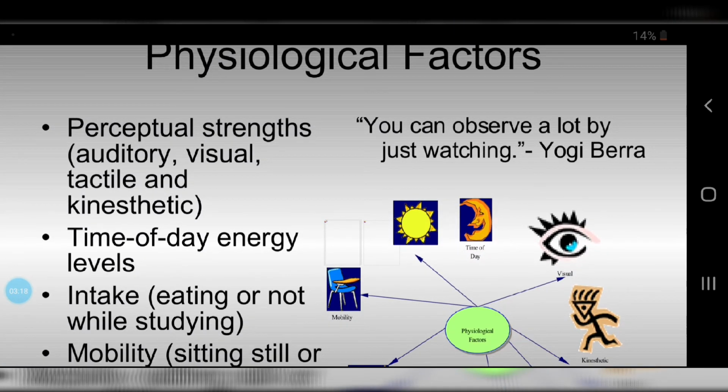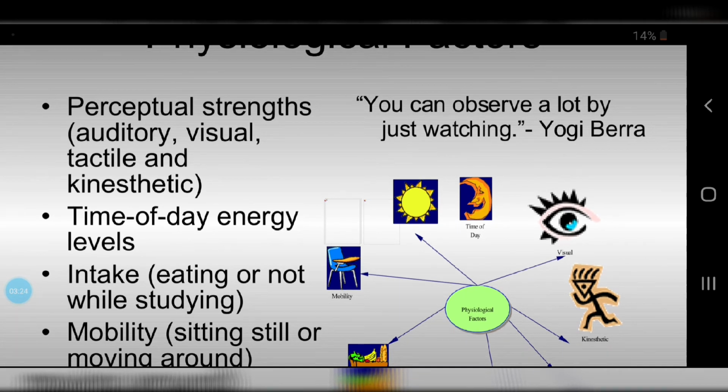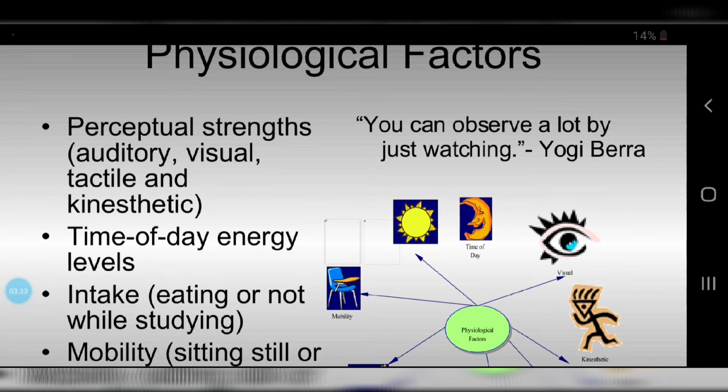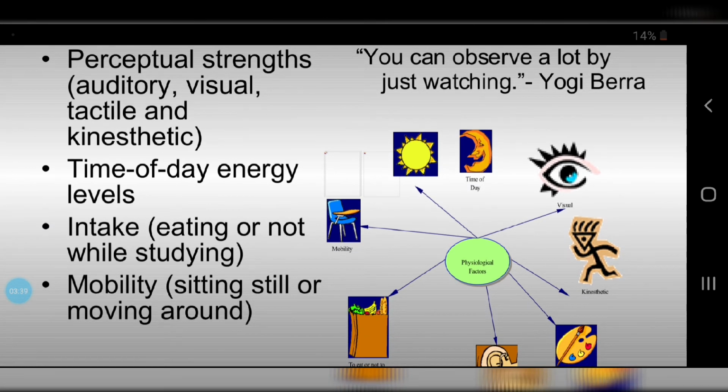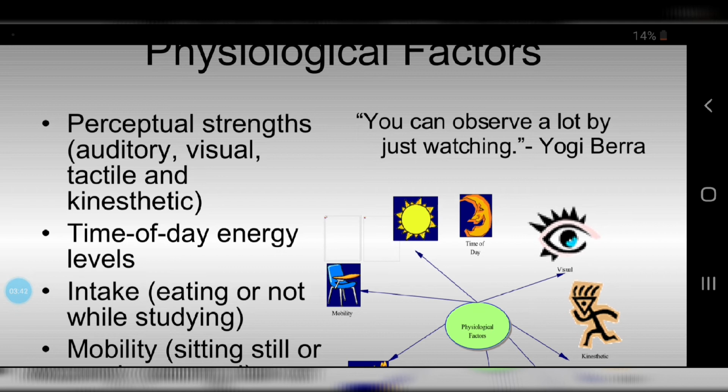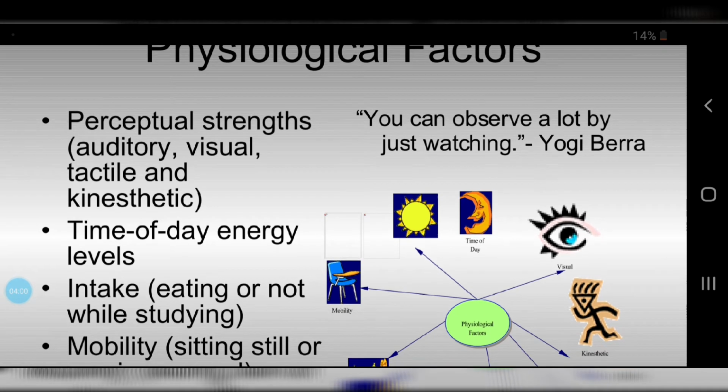Now for physiological factors, we have perceptual strengths: auditory, visual, tactile, and kinesthetic. And then we have the time of day, energy levels, intake, eating or not while studying, and mobility, sitting still or moving around. For example, many people refer to themselves as night owls or early birds because they function best at night or in the morning. So that refers to the time of day element. So we have the physiological factors.